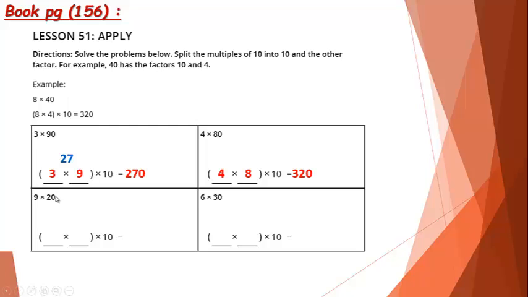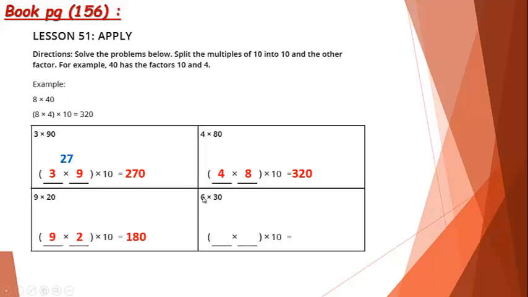Here, 9 times 20. This 20 is what by 10? 2 by 10. And the 9 as it is. I'm going to put the 9 down here. And this 20 is split into 2 times 10. Then multiply the numbers inside the brackets. 9 times 2 equals what? Equals 18. And how many zeros do we have here? 1 0. Put it outside on the right side, so it will be 180.